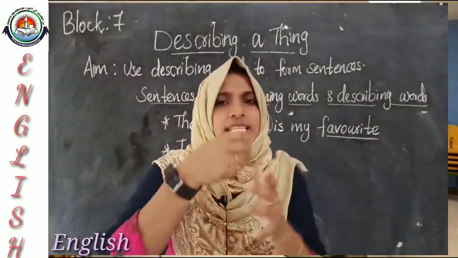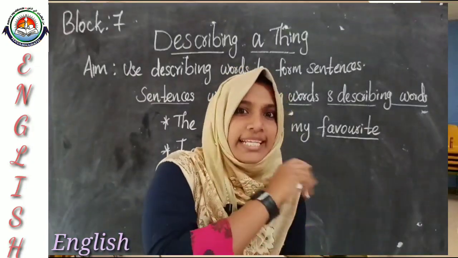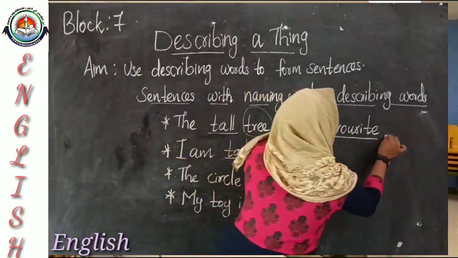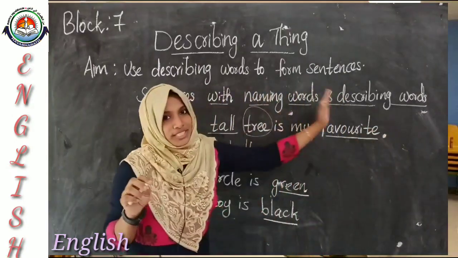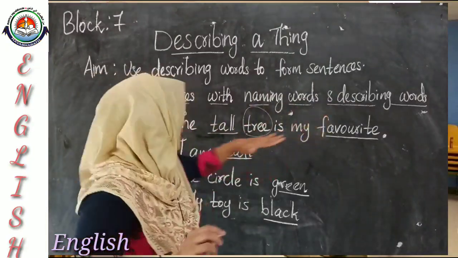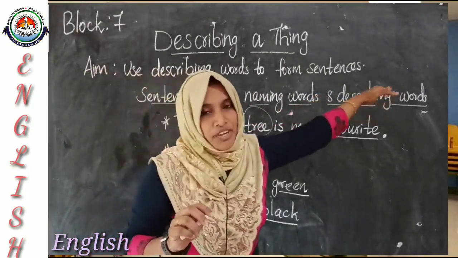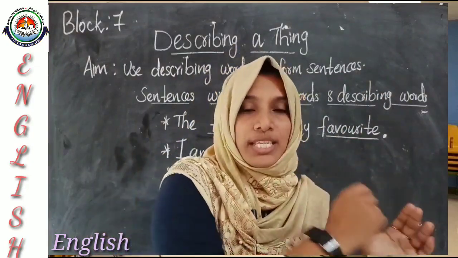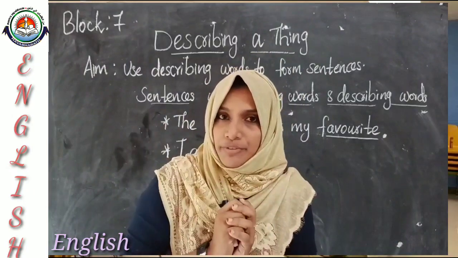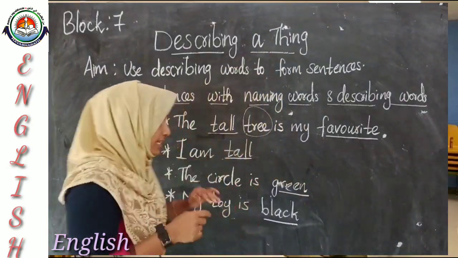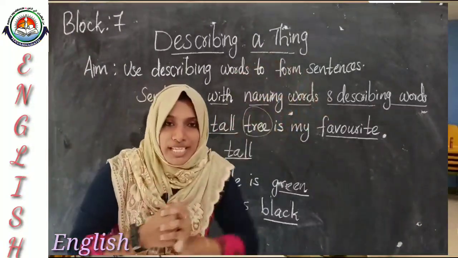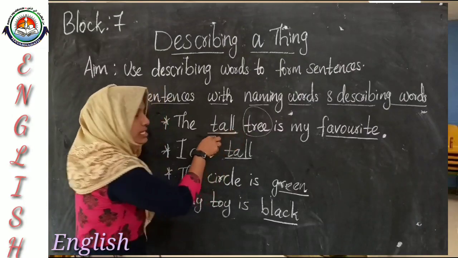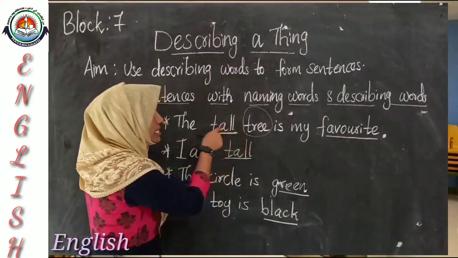Then we have added some more words in that sentence, and at last we have to put a full stop, right? So now it will become a complete sentence. The tall tree is my favorite. So this is how we can make a complete sentence by using these describing words. Listen to this sentence. Where is the position of the describing word? Yes, here we can see this tall is before the naming word.